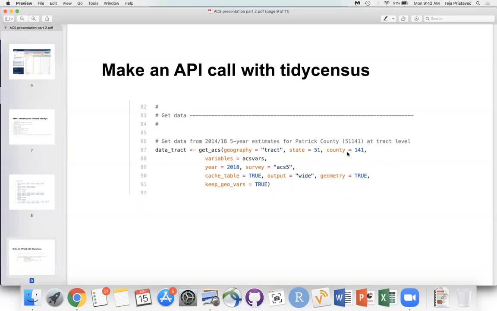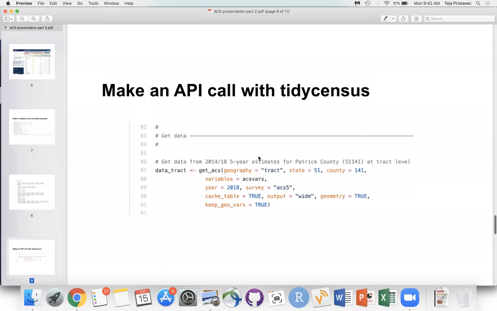So you'll see in some calls, you can include multiple states, or you have to kind of loop through the FIPS codes for states, which is what this code is. It also takes text or strings here, so I could say state equals Virginia and it would know. But here I'm just saying, because I know that the FIPS for Virginia is 51, I'm saying 51. The same thing for county. I could say Patrick County here instead of 141 and it would still work. Then I'm going to say for this particular geography in this state and in this county, pull these variables that we specified up here.